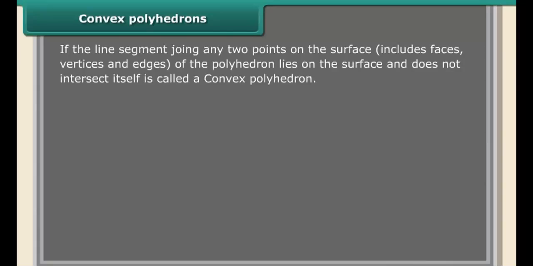Convex polyhedrons: if the line segment joining any 2 points on the surface, including faces, vertices and edges of the polyhedron, lies on the surface and does not intersect itself, it is called a convex polyhedron.